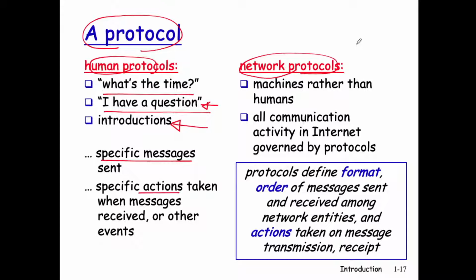That's very similar in the computer network, and the parties involved are simply replacing humans with machines. All the communications happening in the computer network are governed by these protocols, where we define the messages being exchanged, the order in which they are exchanged, and the actions each of these computers, each of these entities, needs to take after receiving certain messages.